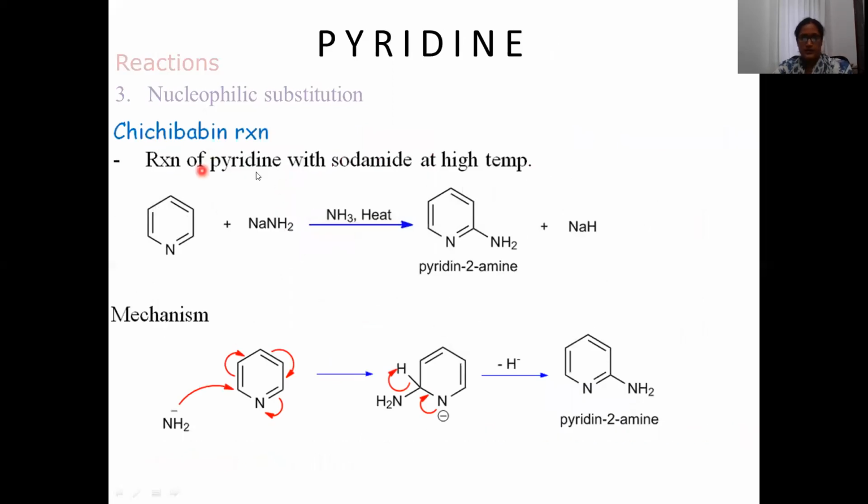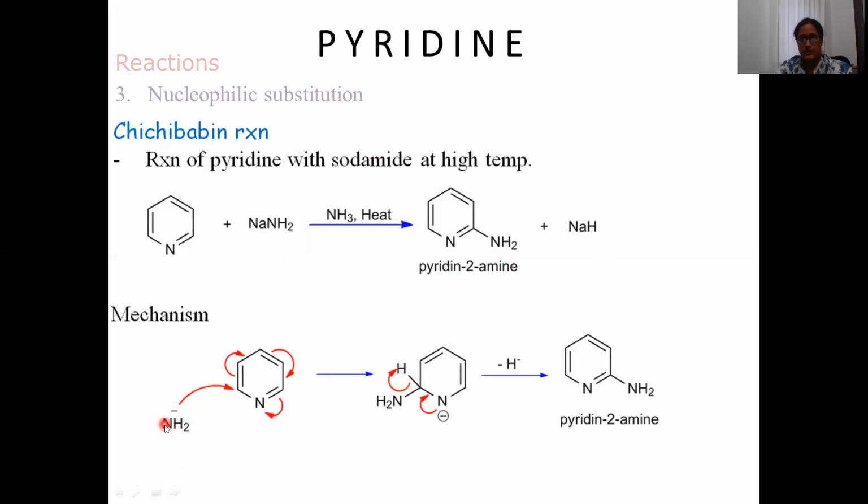So here are the examples of the nucleophilic substitutions. If pyridine is reacted with sodium hydride or sodamide in the presence of ammonia at high temperature, it forms 2-aminopyridine. The amine will be substituted over the second position. So this nucleophile attacks at the second position.